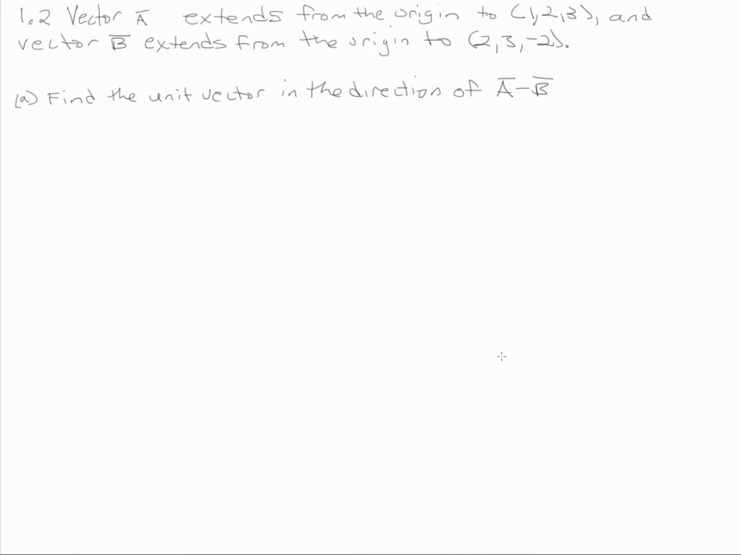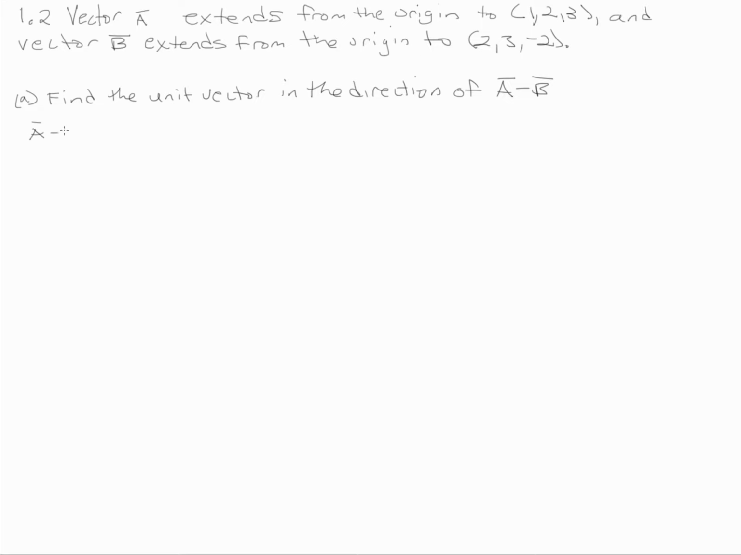Here I am working problem 1.2 at the end of chapter 1. It says a vector A extends from the origin to point 1, 2, 3, and vector B extends from the origin to 2, 3, minus 2. And they ask, find the unit vector in the direction of A minus B.